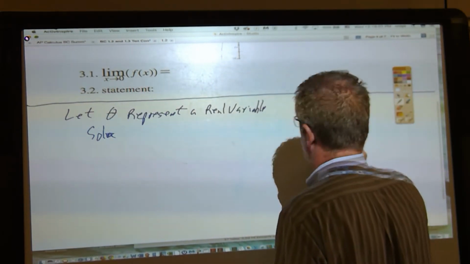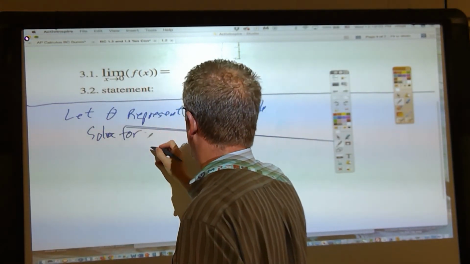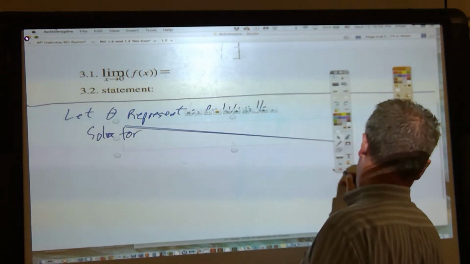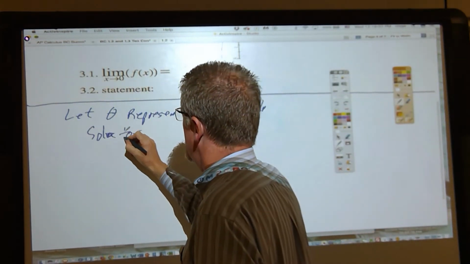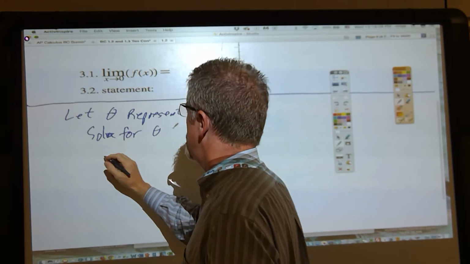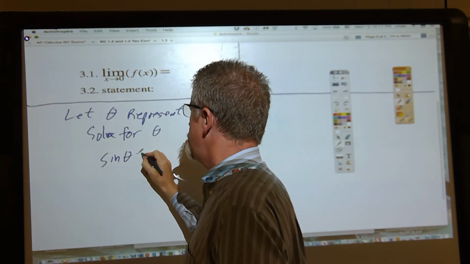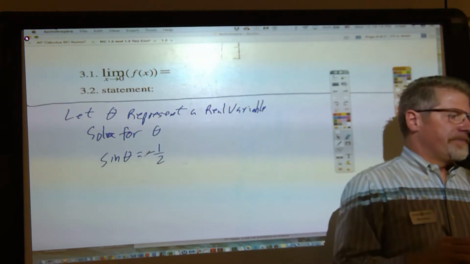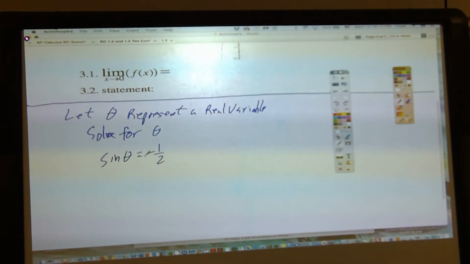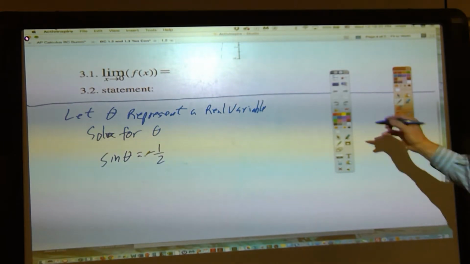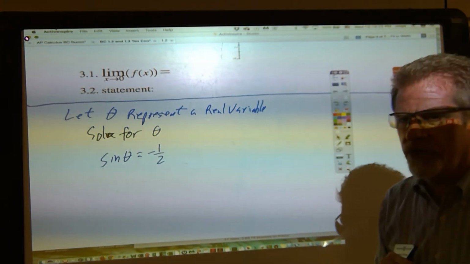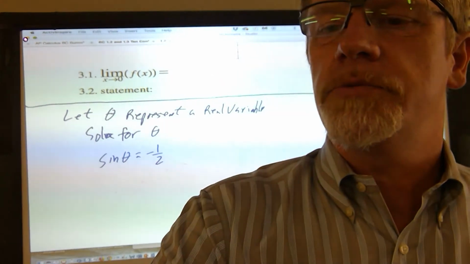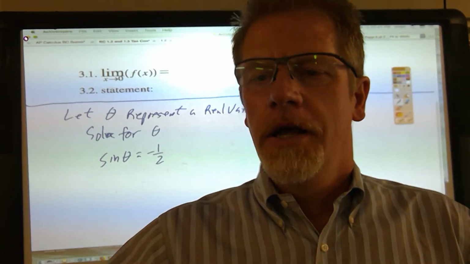This equation. The equation is sine theta equals -1/2. Would you please rack your brain, try to see what you remember from pre-calc about solving the equation sine theta equals -1/2. I'm going to pause the camera, walk around the room, see what you come up with. Okay, we're back.